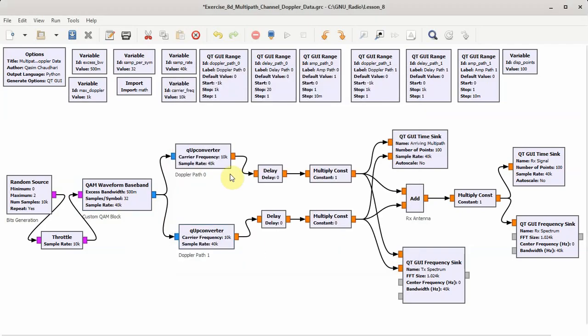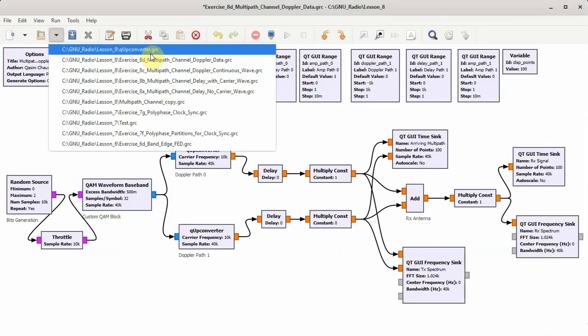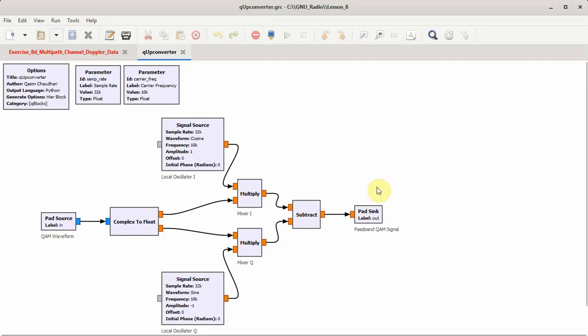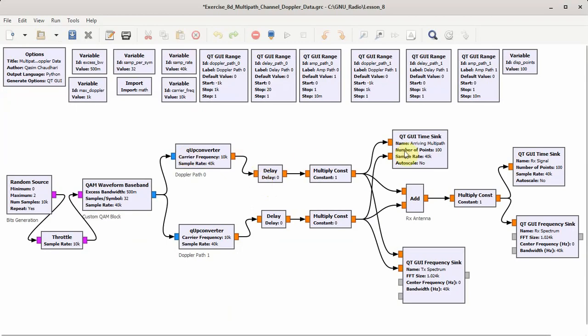I made these blocks myself, and until now we have been pretty clear on how to make these blocks. There is a paired source, and then we convert it to float and give it to two signal sources. Multiply I and Q, subtract, and so on. If I had done this here, the flow graph would have become too messy, and that's why we use these. The delay of the direct path, the delay of the first multipath, and similarly their amplitudes.